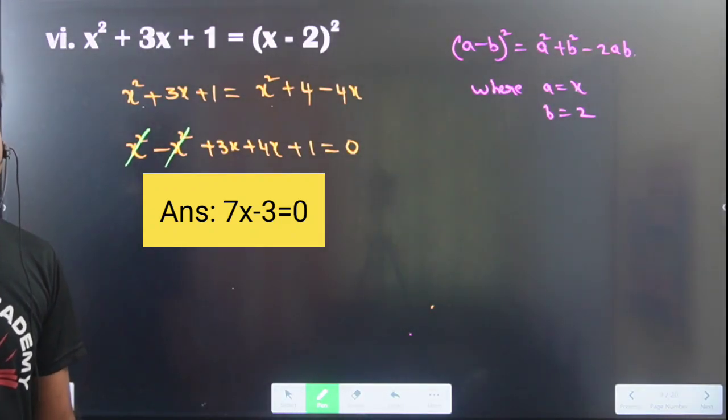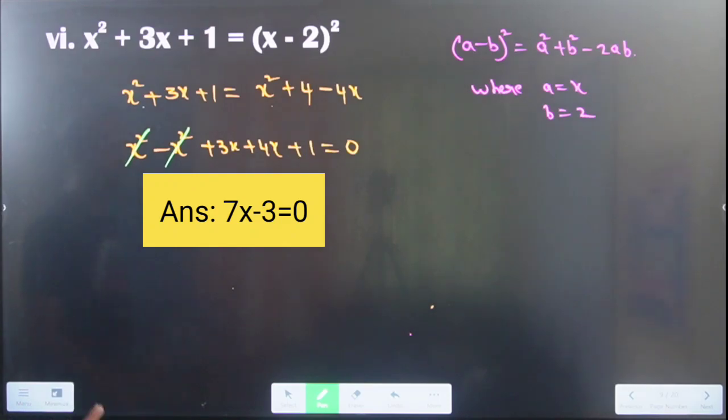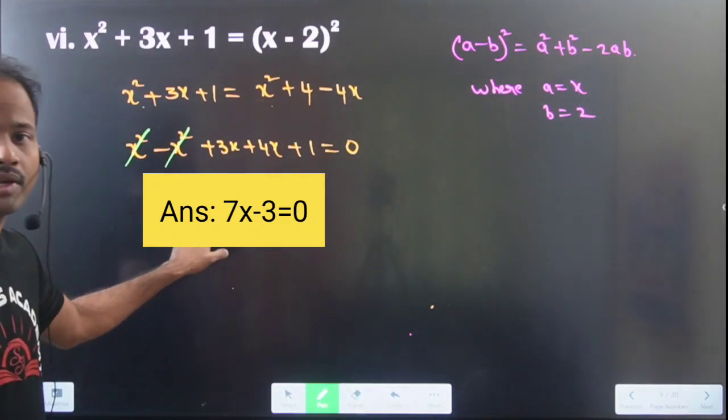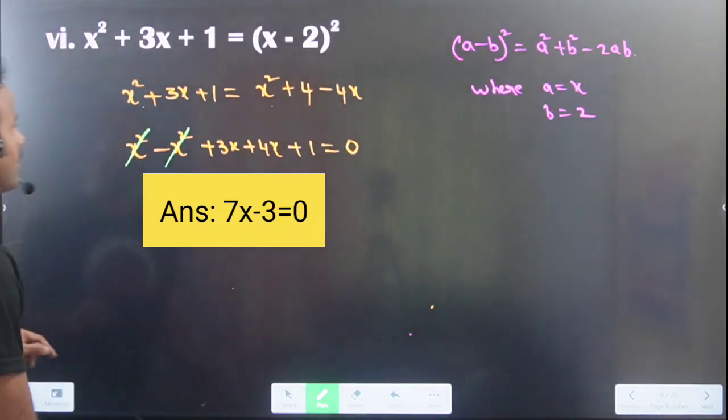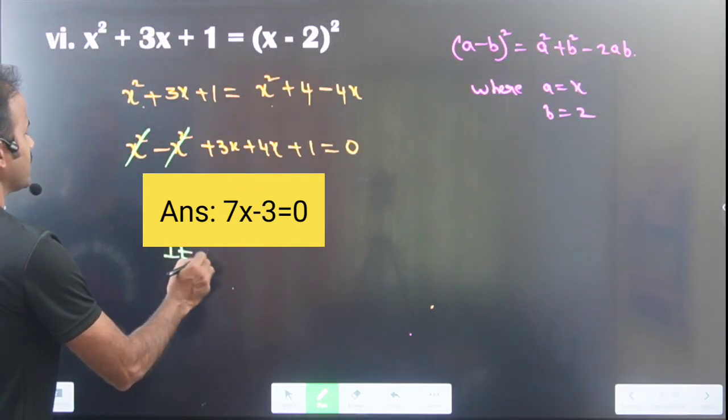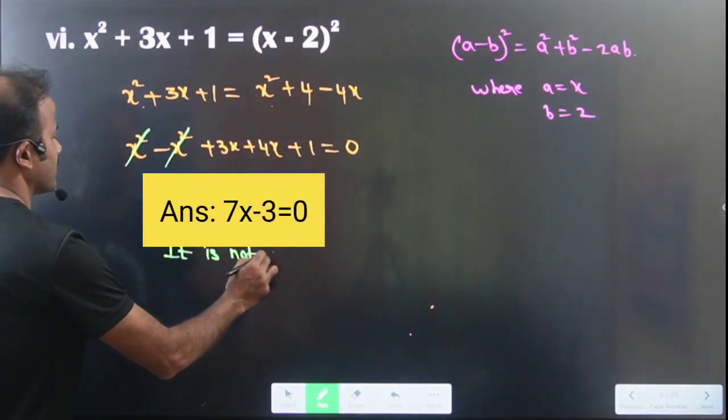Can you say it is a quadratic equation? No, we cannot say it is a quadratic equation. Why? Because here the highest power of variable is how much? The highest power of variable is 1. Therefore it is not a quadratic equation.